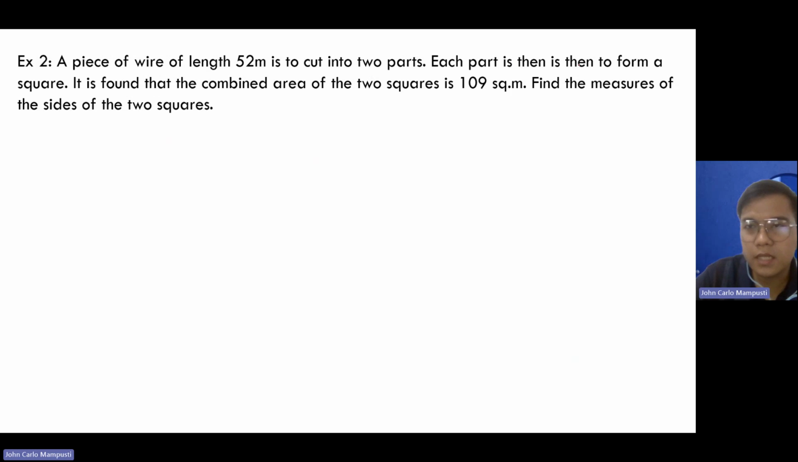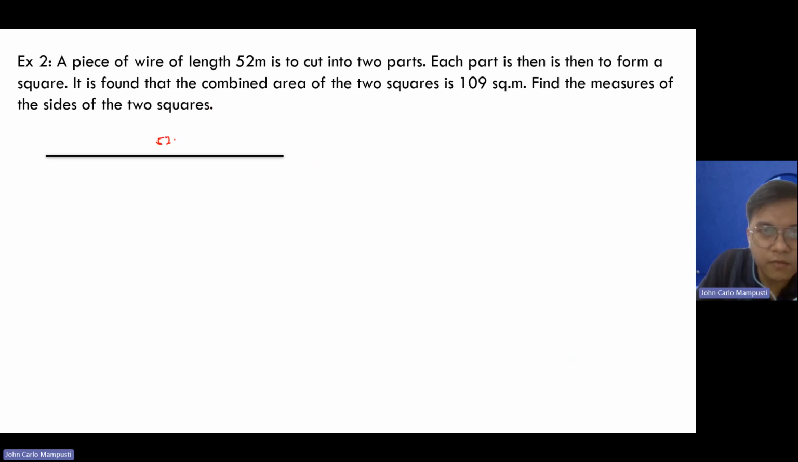So each part is then to form a square. It is found that the combined area of 2 squares is 109 square meter. To find the measure of the side of the 2 squares. So dito, hindi naman sinabi na equal or congruent or same dimension ng square. Kasi kung same dimension, madali lang natin makuha yung measurement.